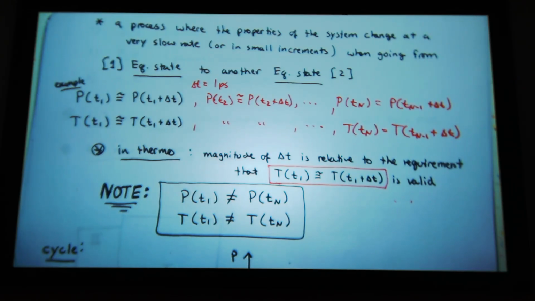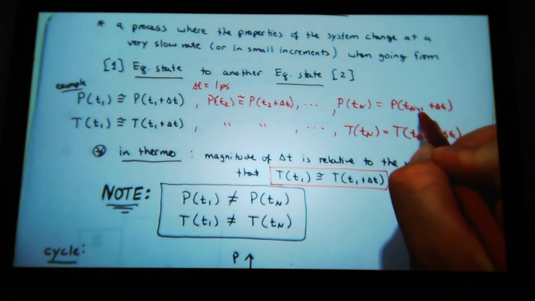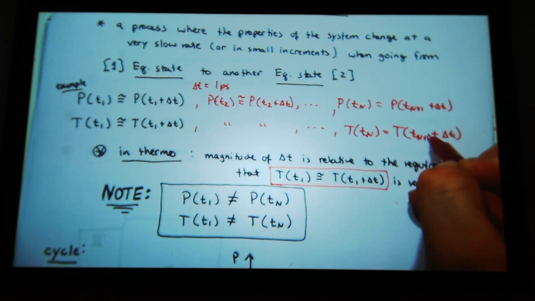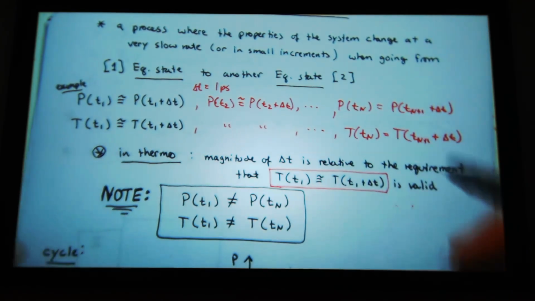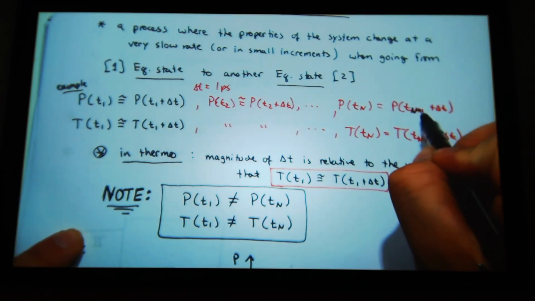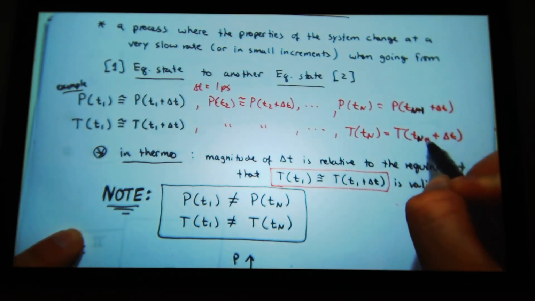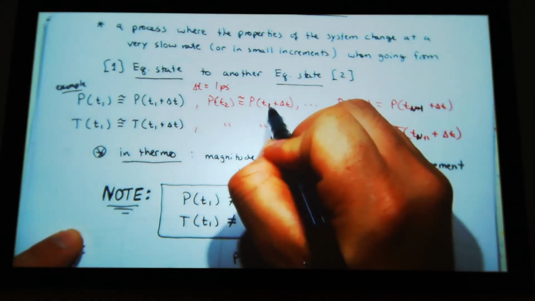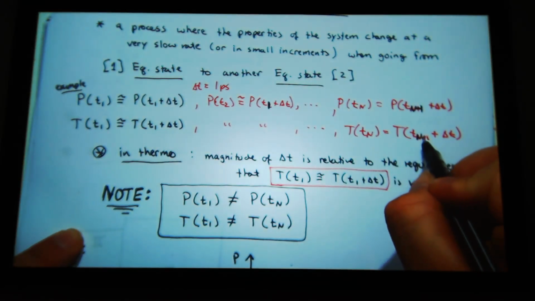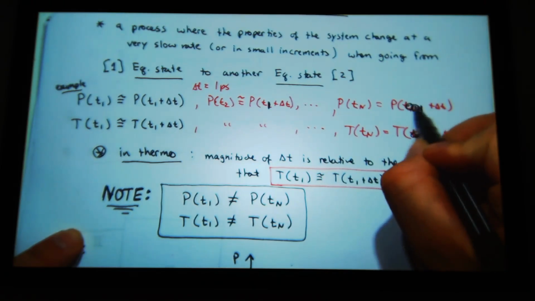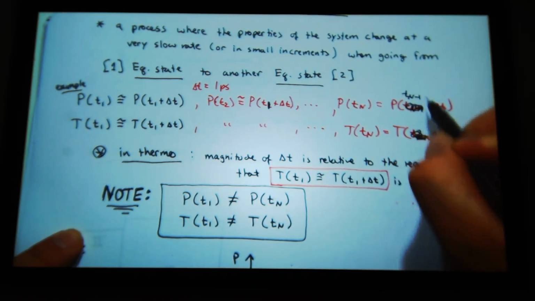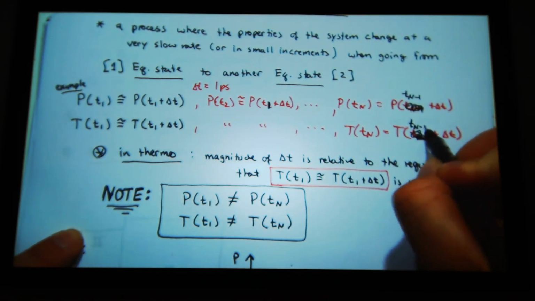Yes? As far as your definition goes, you said P of Tn is equal to P of Tn minus 1 plus delta T. Oh, it should be plus. P of T2. Yeah, it should be plus. Oh, okay. No, it should be minus. I was right, yeah. But then you have P of T2 is equal to P of T2 plus delta T. Shouldn't it be P of T1 plus delta T? Yeah. It should have been minus there. Thank you.